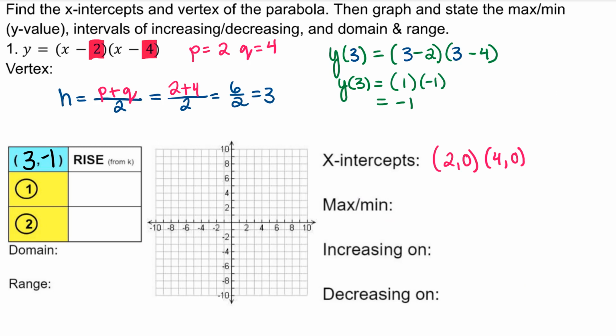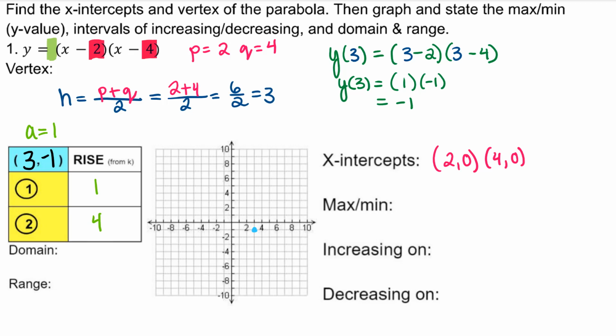Let's graph the vertex and use a to help us find our rise. A is equal to the number being multiplied here in front of our product of x's. So in this case, a is 1. The rise pattern is: 1 unit away, we rise a, and 2 units away, we rise 4a. So if a is 1, we're just going to rise 1 unit and then 4 units from the vertex.